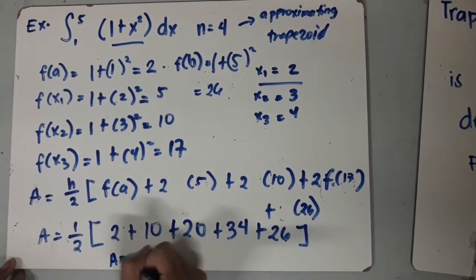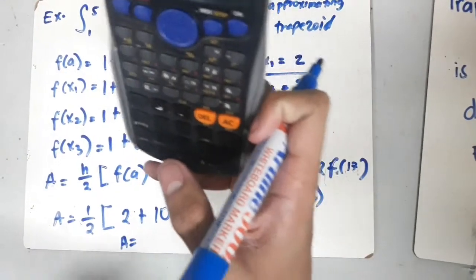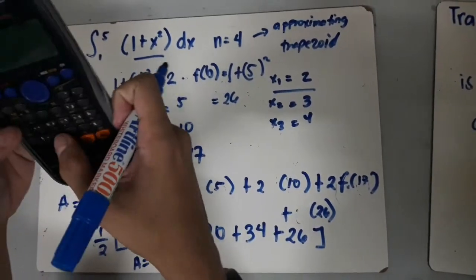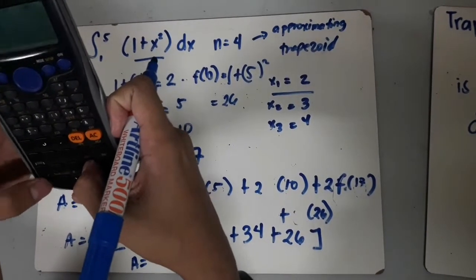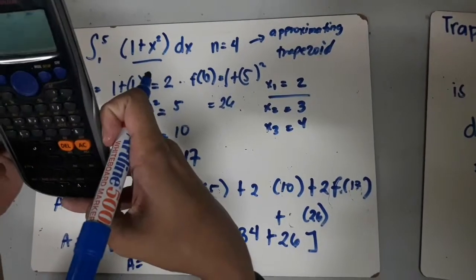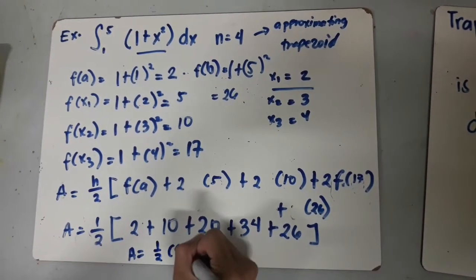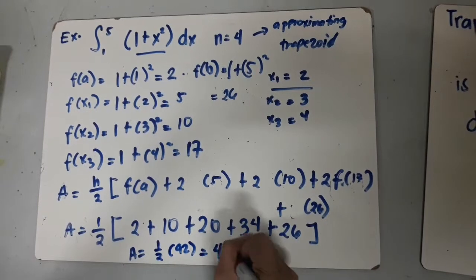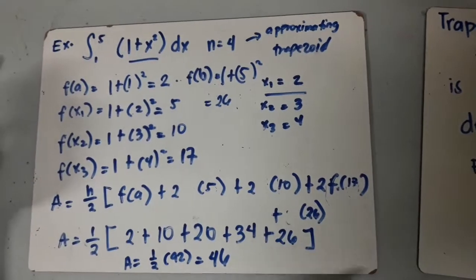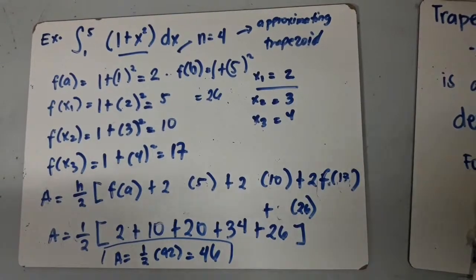Then after that, we just sum up all the answers we've got, then multiply by 1/2. So 1/2 times 2 plus 10 plus 20 plus 34 plus 26. Our area is equal to 1/2 of 92, which is 46. So our answer for the trapezoidal rule on this equation is 46. That's all for the trapezoidal rule. Thank you.